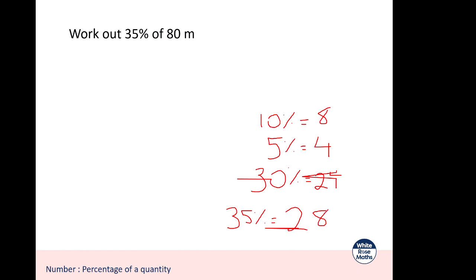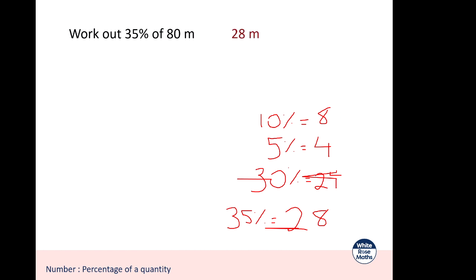Okay, so remember that. Your key ones to remember for your exam, guys, are 10%, 25%, 50%, and 1%. 50% is just half of it, so divide it by 2, 10% divide by 10, 25% divide by 4, and 1% divide by 100. From there, you're able to work out any percentage without a calculator.